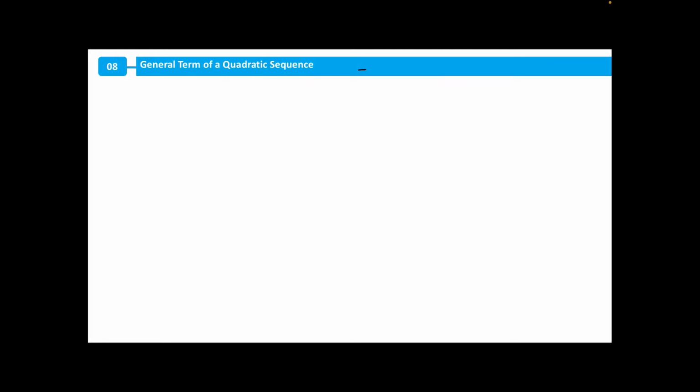Hi guys, today we're looking at finding the general term of a quadratic sequence. Okay, let's look at an example. Find Tn, the nth term, for the following quadratic sequence: 13, 17, 29 and 49.